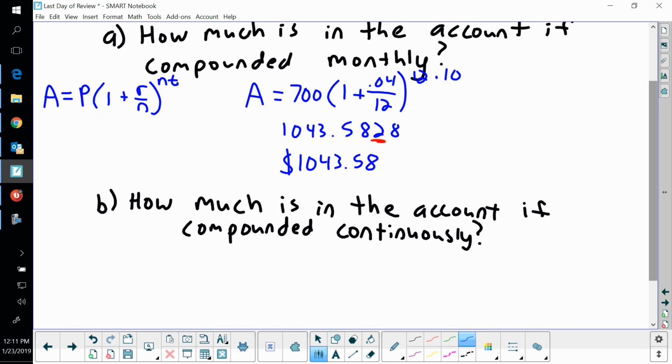Now, if we're compounding continuously, our formula from our inside cover of our booklet is A equals P times e raised to the rt. e is just our number in our calculator. So we will have A equals 700. We'll have e raised to the 0.04, and our t was 10. If by chance you ever had continuous and it was something that was decaying or shrinking, we would just put that r in as a negative. So we will go ahead and put this in our calculator.